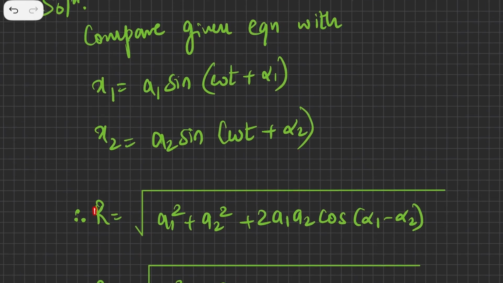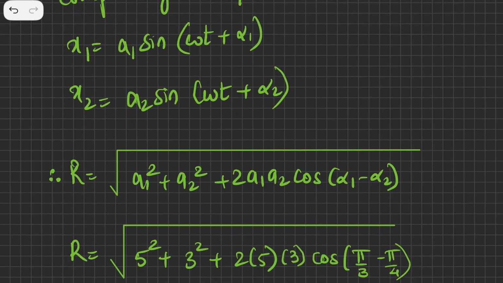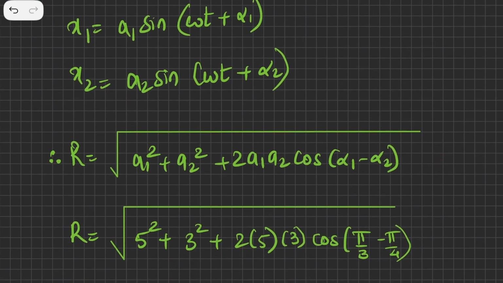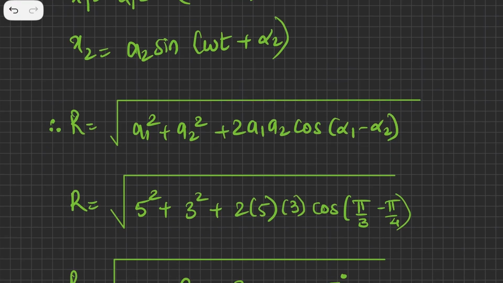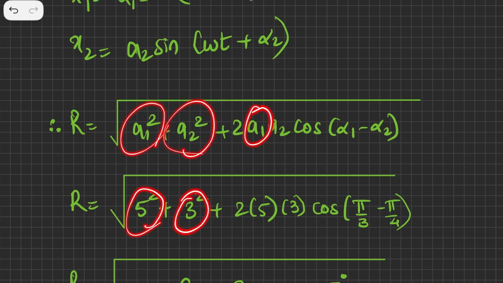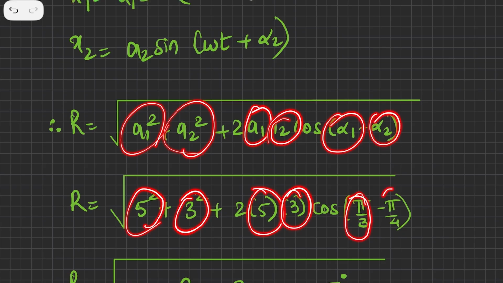Also, the formula for the resultant amplitude, which we have derived in our regular lecture, is R squared equals a1 square plus a2 square plus 2 a1 a2 cos of (alpha 1 minus alpha 2). In case you are doubting where this formula is coming from, I would request you to go back and check the video on composition of two simple harmonic motions. So a1 is 5, a2 is 3, and alpha 1 is pi by 3 and alpha 2 is pi by 4.